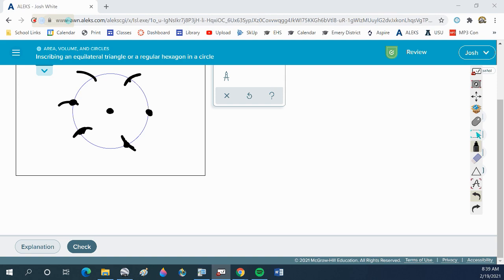And then you can either draw... Does it want you to do both, or do you remember, Kaysen, you did this, right? Oh, okay. So there's your triangle, and then your hexagon would look like this. Okay?